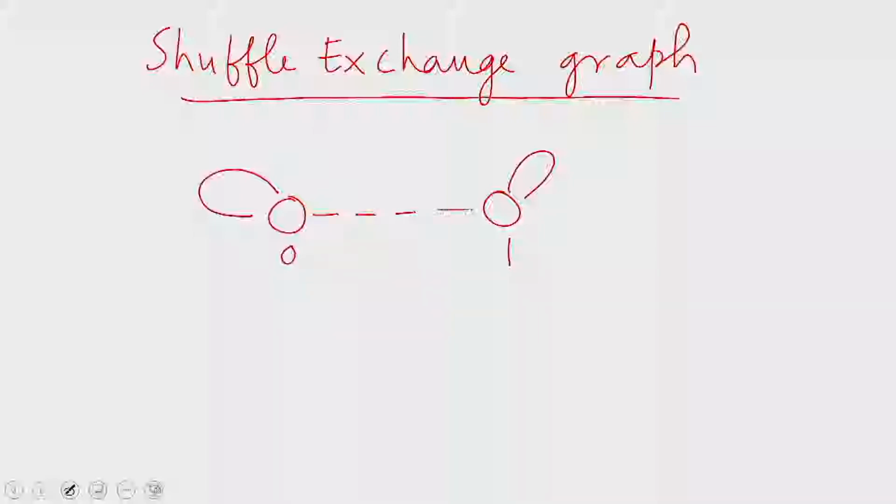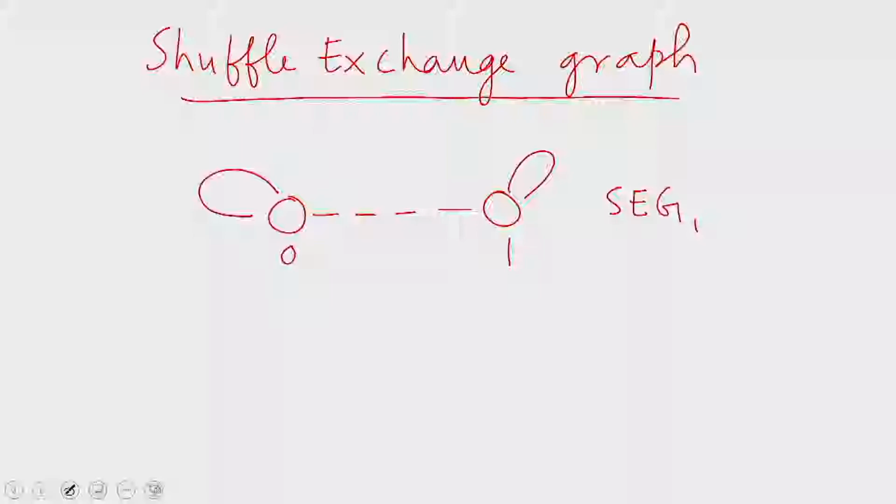There is an exchange edge between them because these two nodes differ in the least significant bit. And when 0 is cycled to the left, we get 0 again. Therefore, we have a self loop involving the vertex 0, and when 1 is left shifted, we get 1 again. So, we have a self loop involving vertex 1 as well. So, this is a shuffle exchange graph of dimension 1.